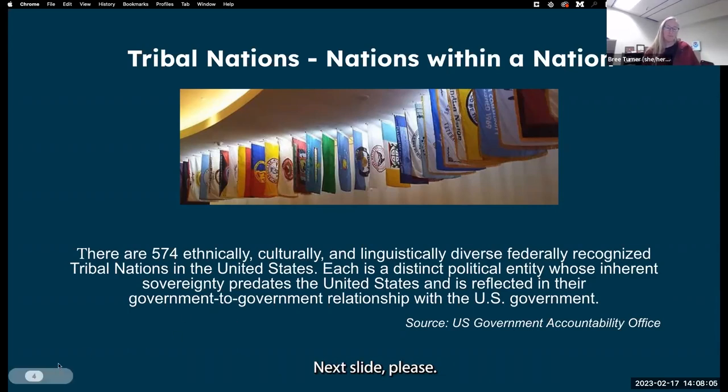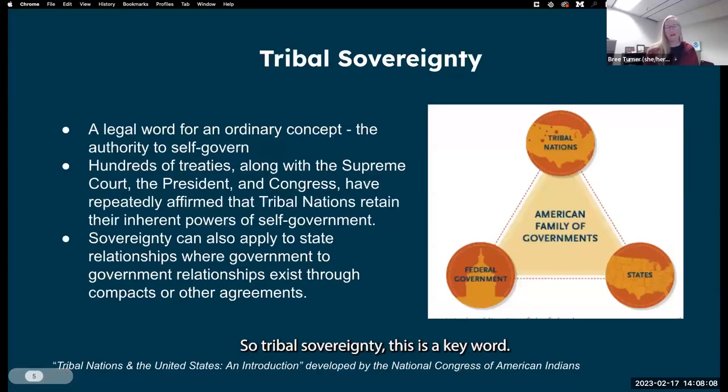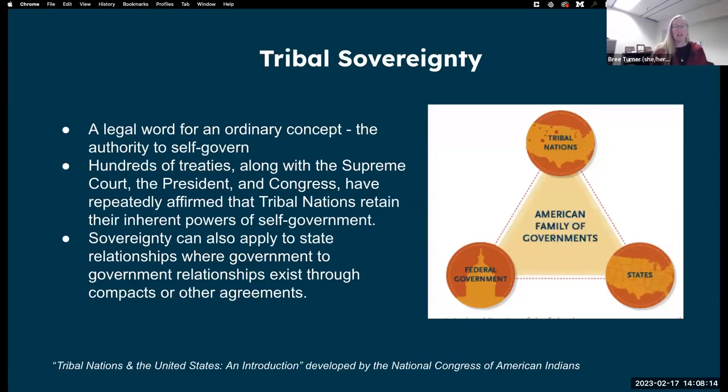Next slide, please. So tribal sovereignty, this is a key word. It's a legal word for an ordinary concept, basically the authority to self-govern. And tribal sovereignty ensures that any decision about the tribes with regard to their property, their land, their people are made with their participation and consent. And a common refrain I hear is "nothing about us without us." And it looks like we have a lot of folks from state agencies online today. And so it's important to note that sovereignty can also apply at the state level, where government to government relations exist through compacts or other agreements. And Leanne's gonna get into more about that.